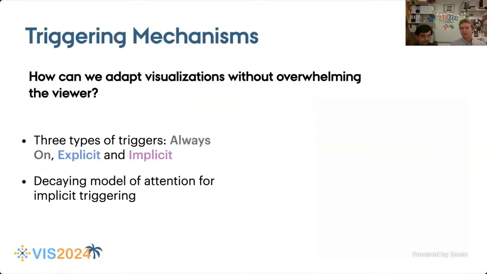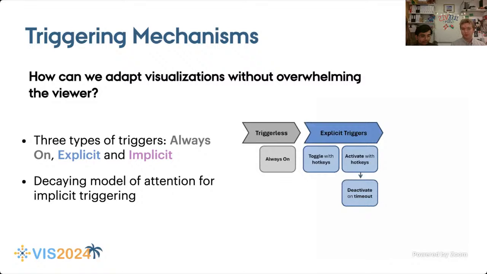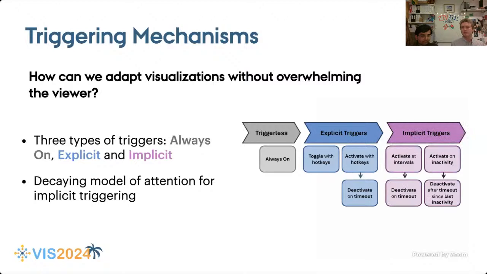With these implementations, we asked ourselves, when should we adapt these visualizations in order to not overwhelm the user? And we came up with 3 mechanisms, and we've already mentioned them. First is an always-on triggering mechanism where we just constantly show the revisualization in some way. Next is an explicit triggering where the user has to press a button or something similar in order to show the revisualization. And finally, an implicit triggering where we use a decaying model of the user's attention to determine when we need to trigger the revisualization.